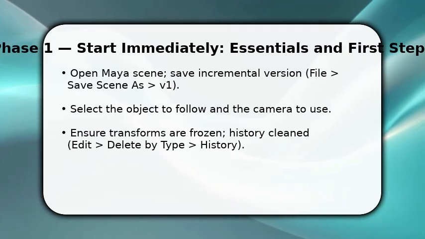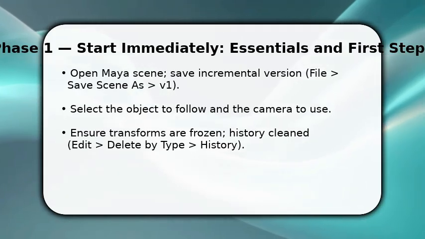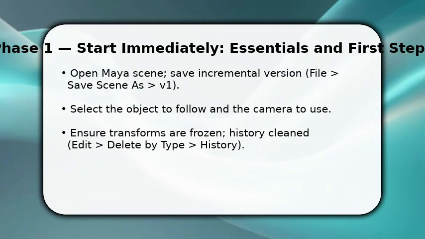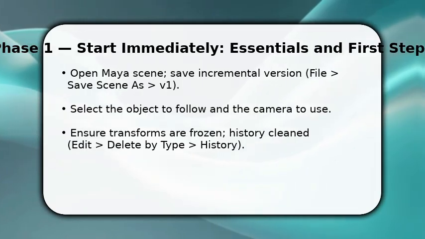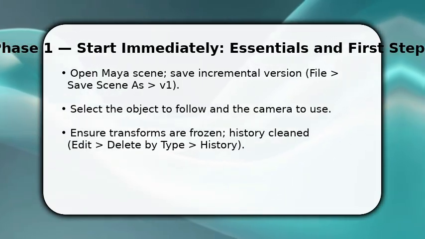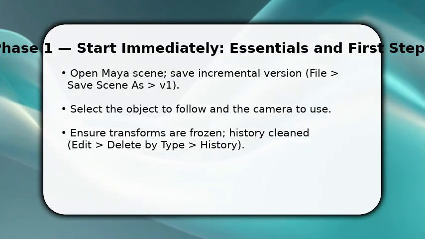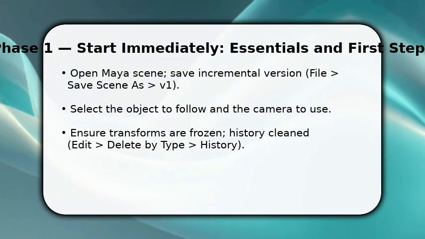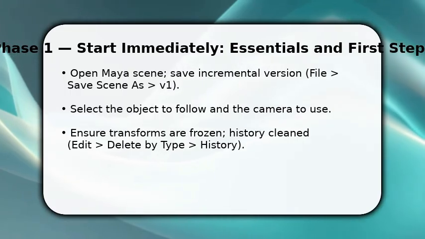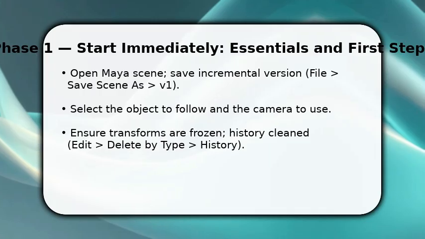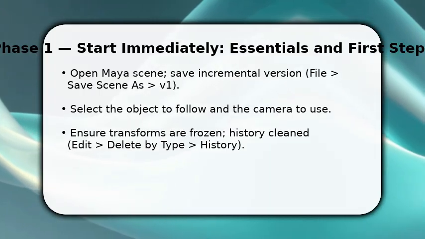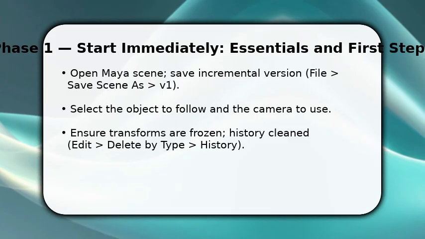Enjoy the video. You start by loading your scene and immediately saving a working copy to avoid accidental changes. Select the object you want the camera to follow, then pick or create a camera. Make sure transforms are frozen and history is cleaned so constraints behave predictably. Once done, switch to an appropriate viewport layout and frame the object. This gives you a clear reference for offsets.